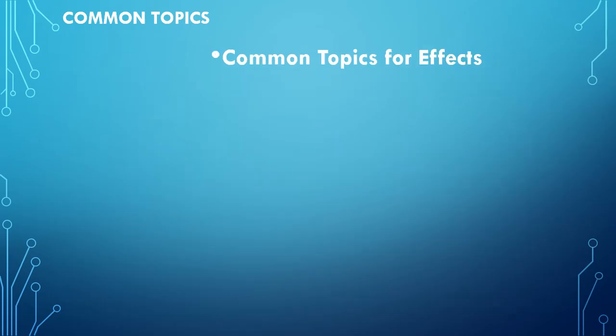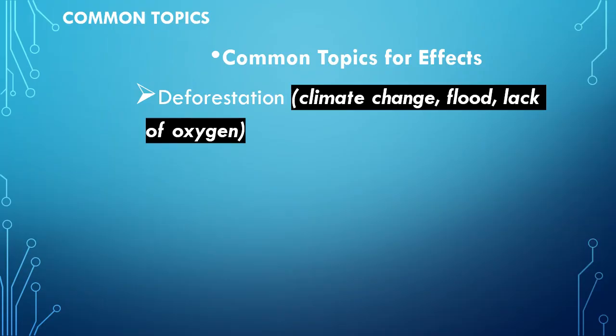Okay, so we have just looked at the common topics for causes. Now let us look at some common topics for effects. For example, deforestation. What is deforestation? Cutting down trees, right? So what are the effects of deforestation? Which means what happens when we cut down trees?